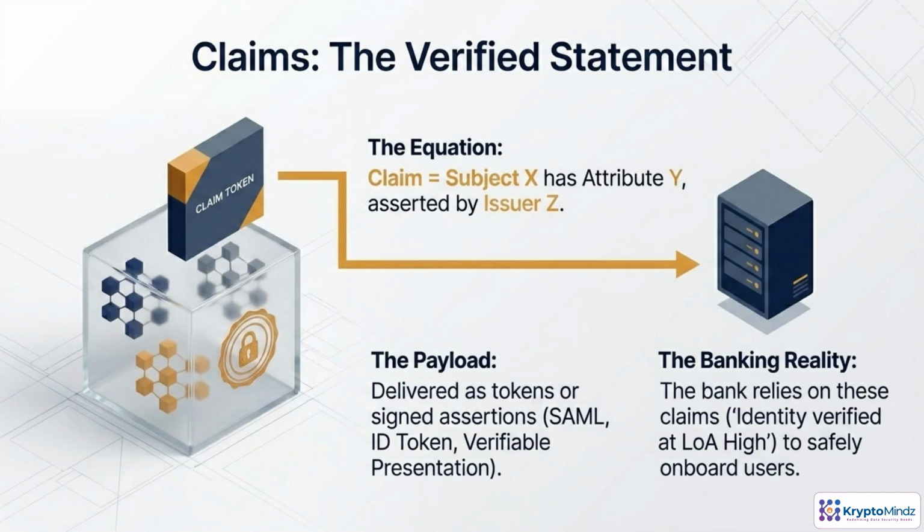A claim is simply a verified statement about someone. You can read it as, "This specific person has this specific attribute, confirmed by this specific issuer." Technically, these travel as signed tokens or assertions, but conceptually it's just trusted data. In our bank use case, decisions like, "Can we open this account?" are driven by these verified claims.